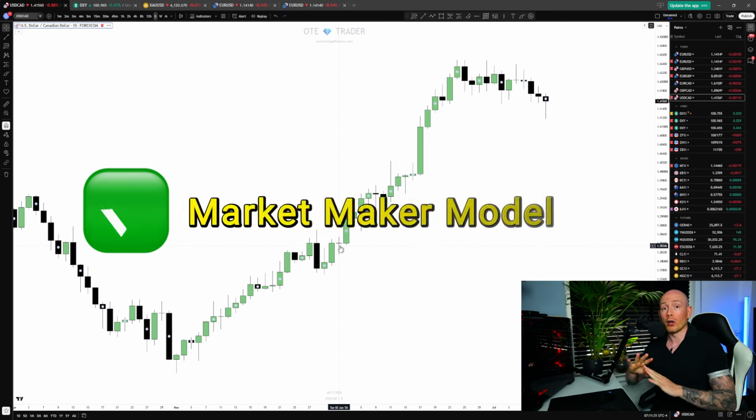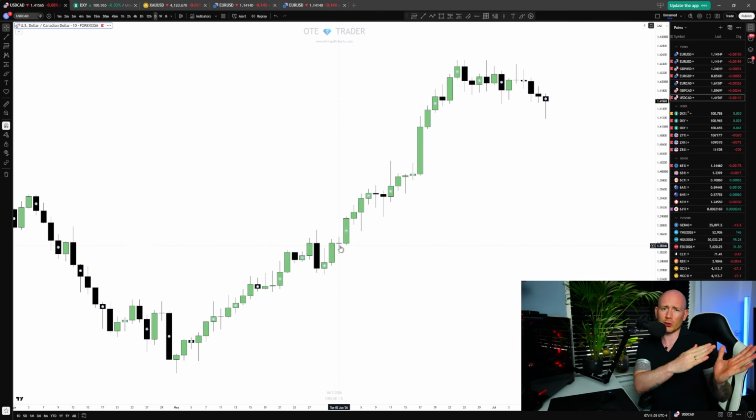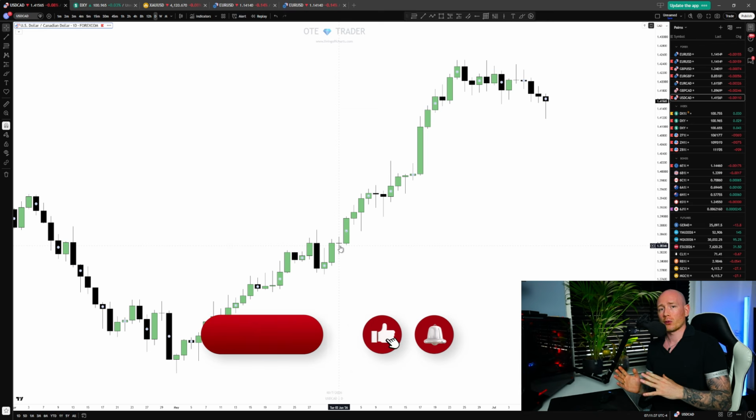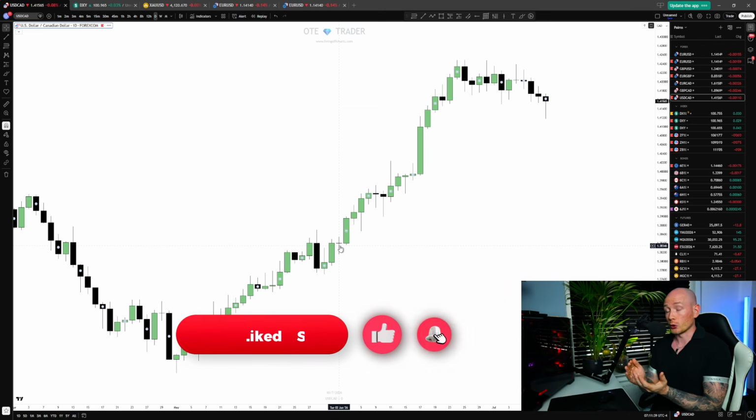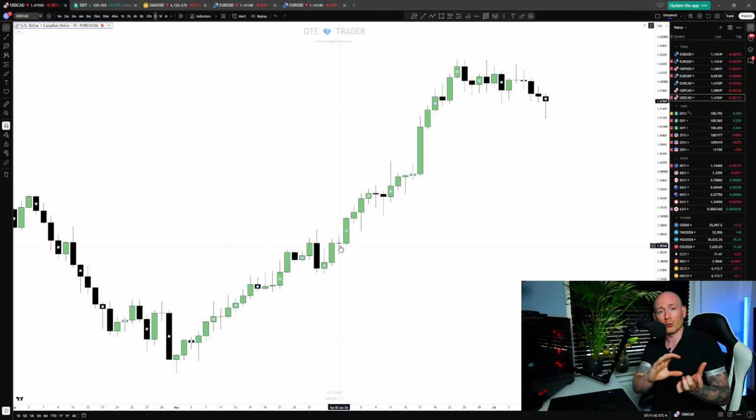Third, we want to have a clear market maker model to trade with, because we want to know if we're actually on the sell side of the curve or the buy side of the curve. This is important because we'll use the other side of the curve to frame new PD arrays for the buy side of the curve. That's very important, so note that down.